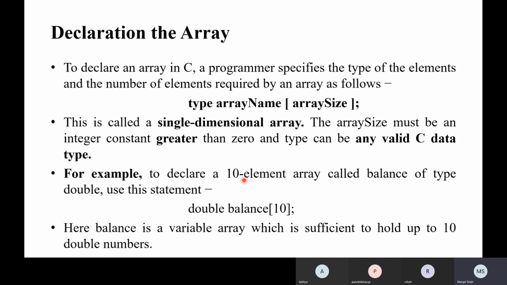So for example, to declare a 10 element array called balance of the type double, use this statement: double balance 10. Here the balance variable is an array which is sufficient to hold up to 10 double numbers, right? As we have discussed a few slides before, that is how to declare or define an array. This is the actual declaration that points towards the syntax that you need to remember, because whenever you would like to define an array, you need to work with this syntax only.